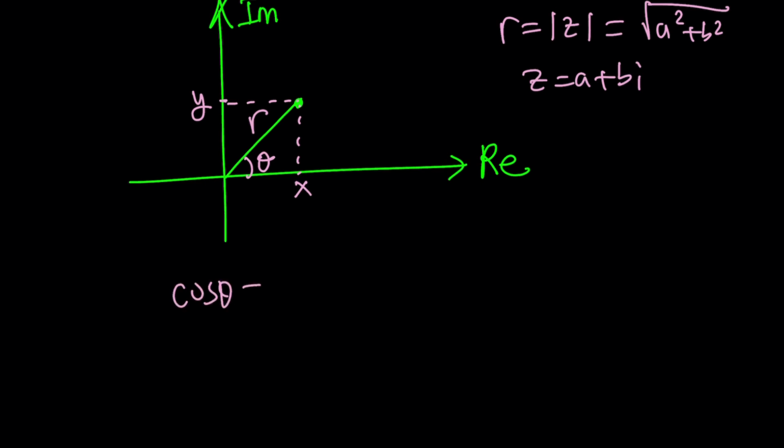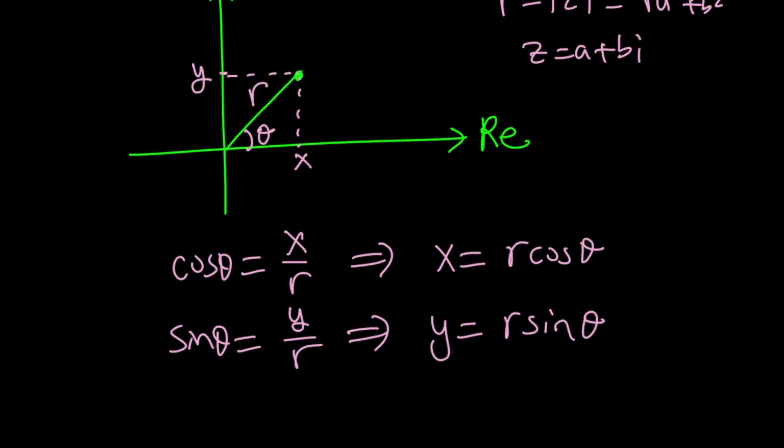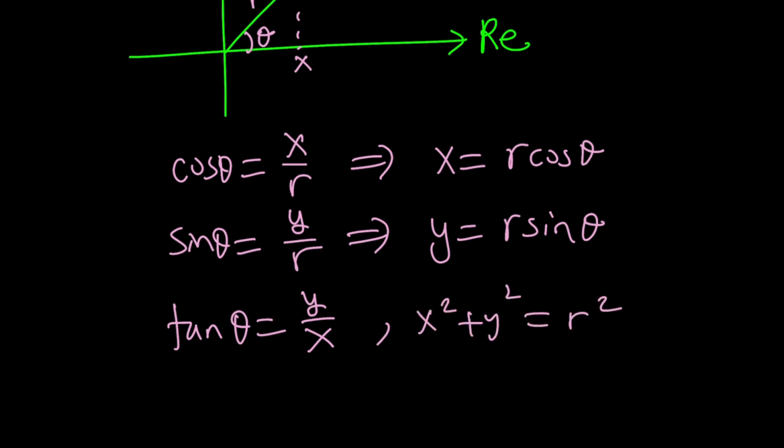Cosine of theta is going to be x over r, so we can write x as r cosine theta. And sine theta can be written as y over r, and from here we get y equals r sine theta. And then of course we do know that tangent theta is y over x, which doesn't include r in it. And we also know that x squared plus y squared is r squared, because sine squared plus cosine squared is 1. Make sense? So put it all together, you got the polar coordinates, right?